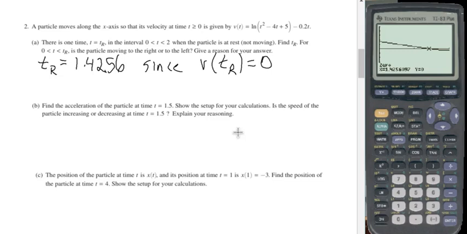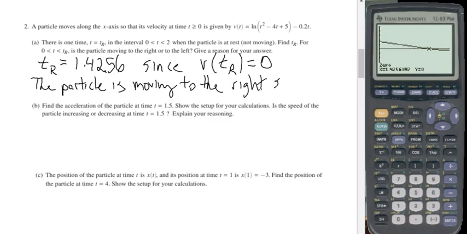So is the particle moving to the left, right, or 0 on that interval? The particle is moving to the right, since v of t is greater than 0 on the interval 0 is less than t is less than t of r. And you can see that from the graph. Okay, you can't just put a sketch of the graph, you have to write the sentence.